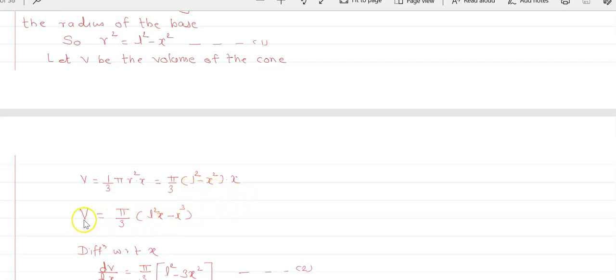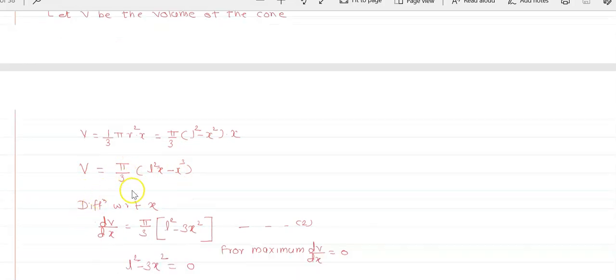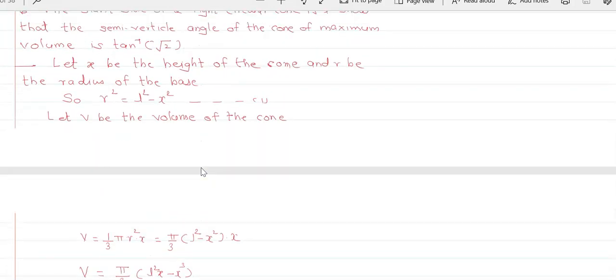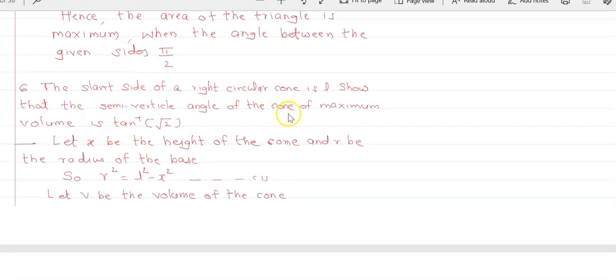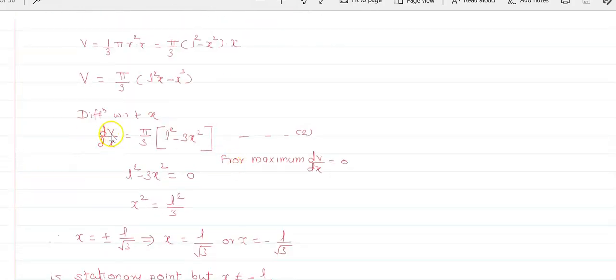Now simplify this. You will get V equals pi by 3 in brackets L square into x minus x cube. Now differentiate this with respect to x. X is the variable because we are given that the volume of the cone is a maximum. Therefore its first derivative, dV upon dx, is pi by 3 times: derivative of x is 1, so L square into 1 is L square; derivative of x cube is 3x square.